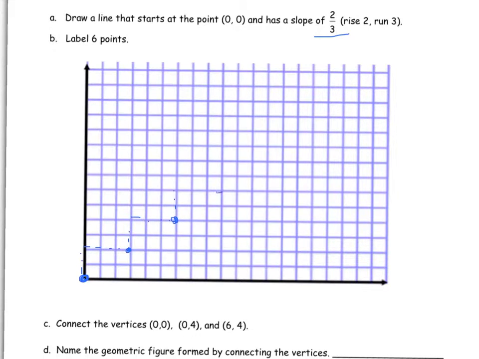And continue this. Where I saw many of you make a mistake is not connecting the points when you're done. Remember, you're drawing a line.